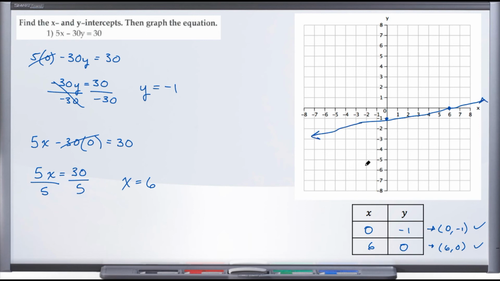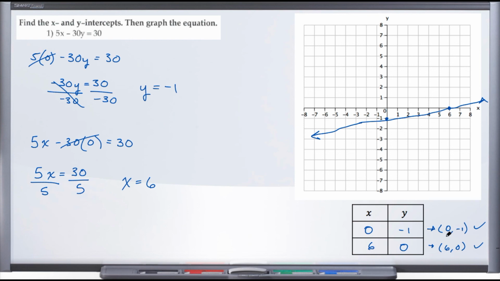All right, so again, when you're finding the x and y intercepts of a given equation, if you want to find the x-intercept, plug 0 in for y. If you want to find the y-intercept, plug 0 in for x. Go ahead and create a little t-table, and that way you can easily fill out the values that you get when you evaluate each equation.